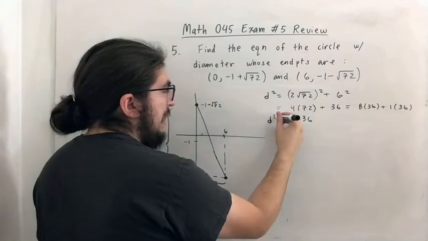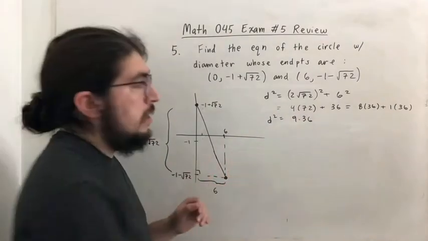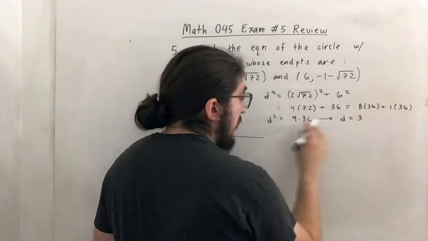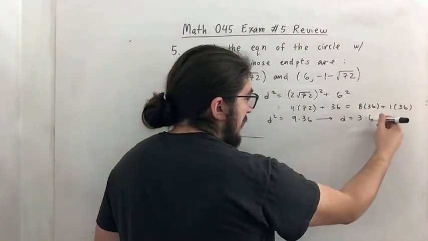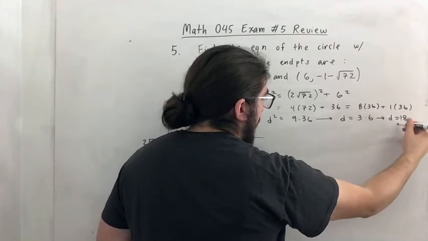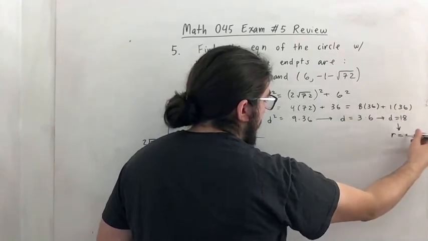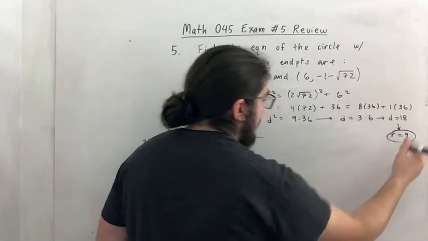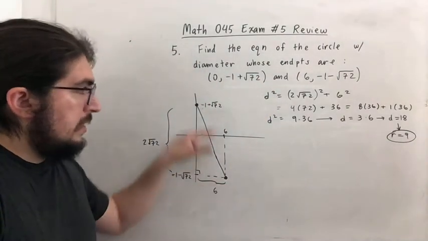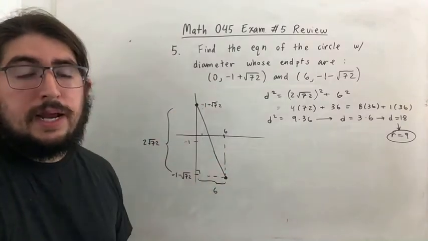Why am I doing that? It just makes it a little easier to square root, because when you square root now, you get that d is equal to the square root of 9 times the square root of 36, which is 18. So the diameter is 18. That means the radius is half of the diameter, which is 9. Fantastic. Okay, so that is explained. This total distance seems to be 9.